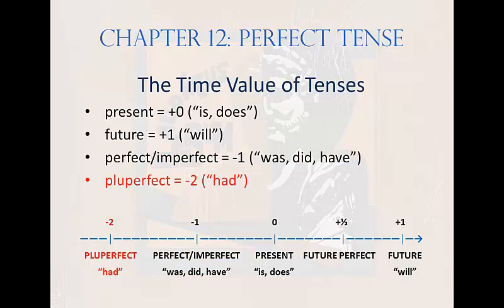The pluperfect would be -2. That's what the tense marker had really means in English. It represents an action that took place in the past from a past tense reference point. Last of all, the future perfect happens sometime between the present and the future. Thus, we assign it a numerical value of +1/2. The English tense marker will have says just that concisely. Will +1, have -1/2. Thus, will have equals +1/2.